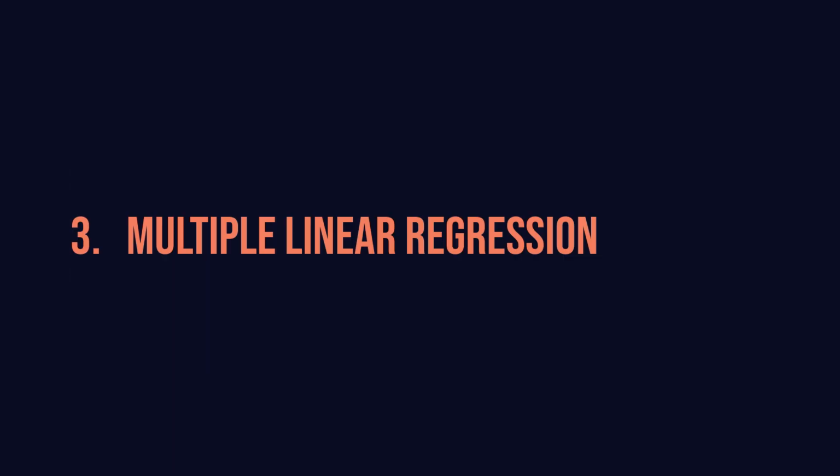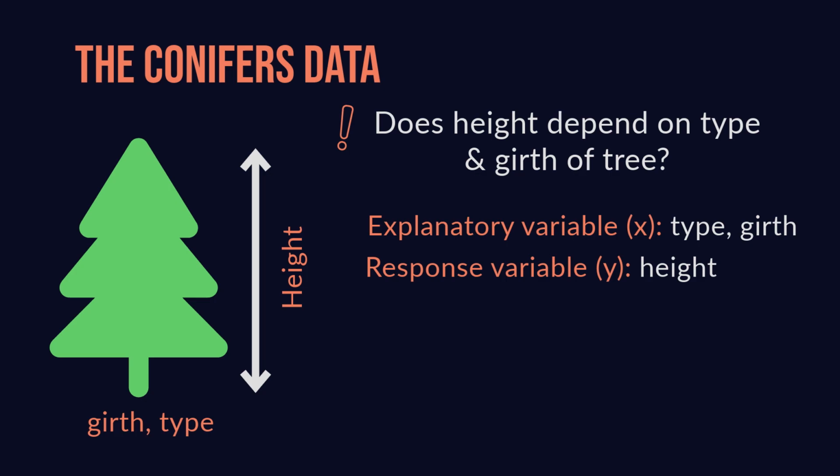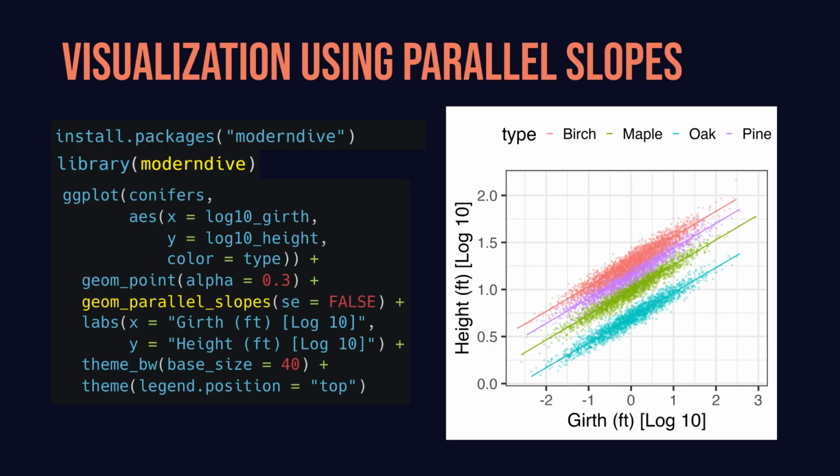Now we will look at how to model with one response and multiple explanatory variables. This type of linear regression is called multiple linear regression. We can ask the following question. Does height of a tree depend on its type and its girth? In this case, the explanatory variable x becomes type and girth, and the response variable y becomes height. To visualize the regression lines for multiple categorical variables, we can use the geom_parallel_slopes function from the moderndive package.